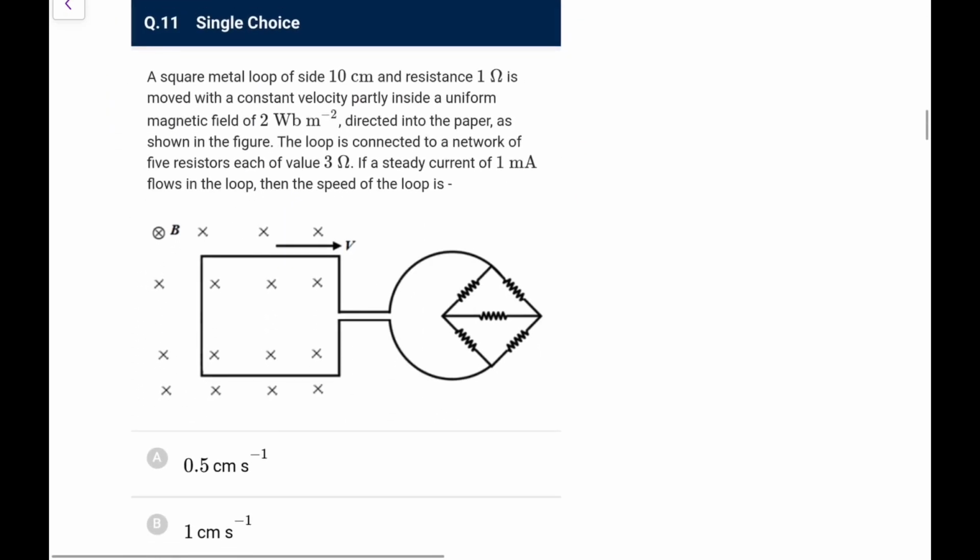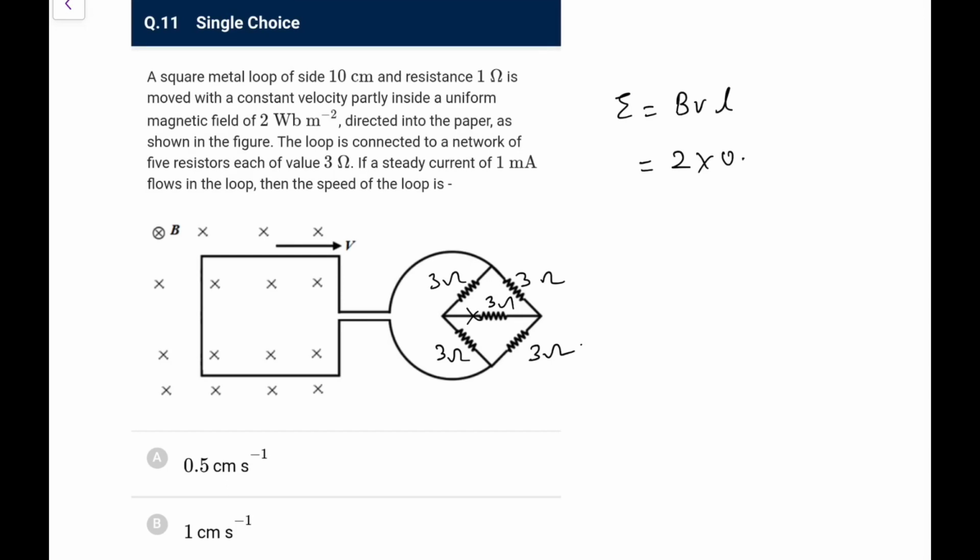A square metal loop, side 10 cm, resistance 1 ohm, is moving with constant velocity partly inside a magnetic field directed into the paper. The loop is connected to a network of 5 resistors, each of value 3 ohm. So it's a balanced Wheatstone bridge, and no current will flow in it, and the equivalent is 3 ohm. The induced EMF you can directly say is BVL. B is 2, V we need to find out, so into V, and length is 0.1.